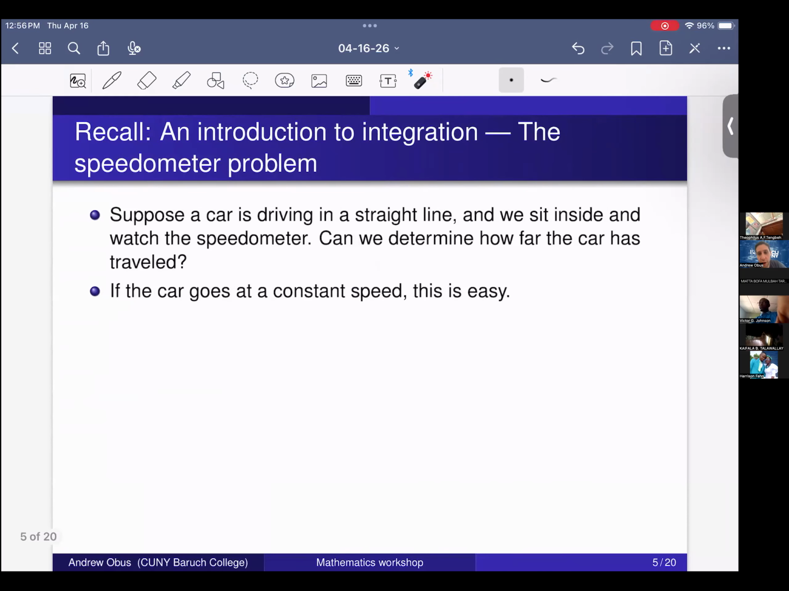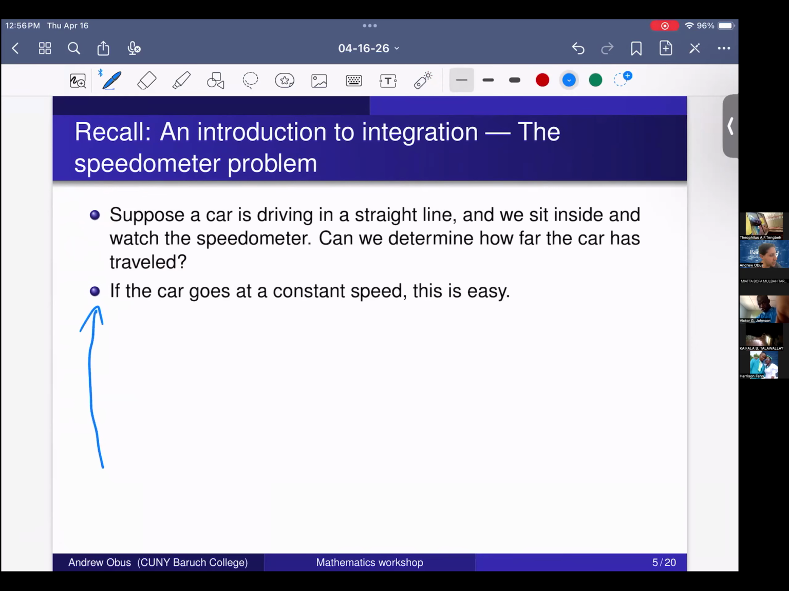Okay, so let me just recall, what's the whole idea with integration? Last time we talked about the odometer problem. Now I'm going to talk about the speedometer problem. So suppose a car is driving in a straight line and we're sitting inside and we're watching the speedometer. It's telling us how fast we're going. And the question is, can we determine how far the car has traveled?